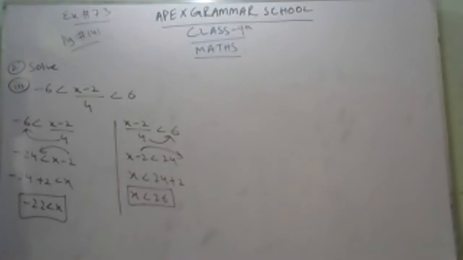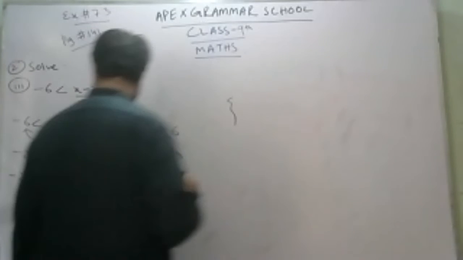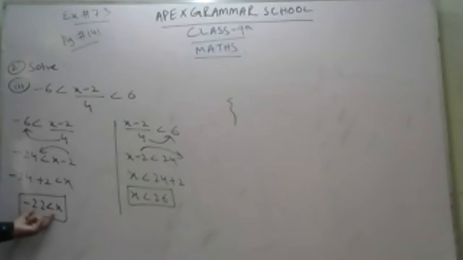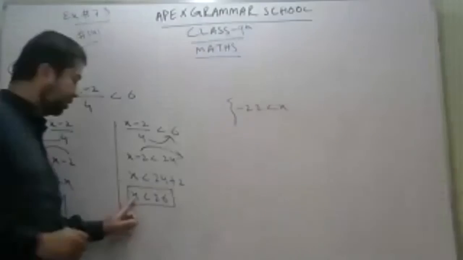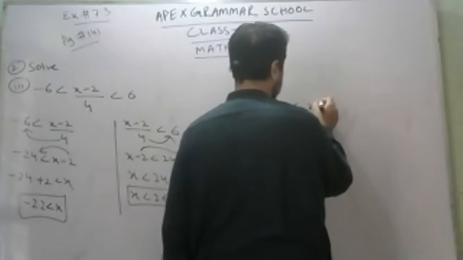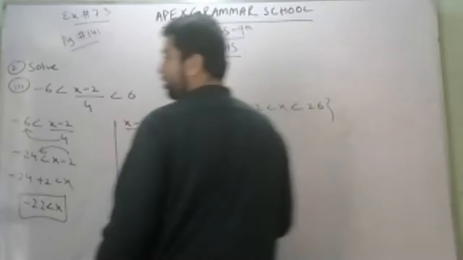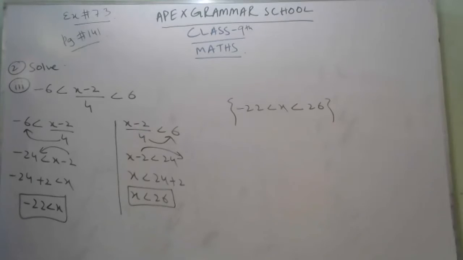Now make a proper solution set of it. First we need to write this minus 22 less than x, and this x connected with this 26. After that portion, this is the proper solution. This was part number 3. Part number 4 is also the same thing. You can solve it easily. Now for part number 5.